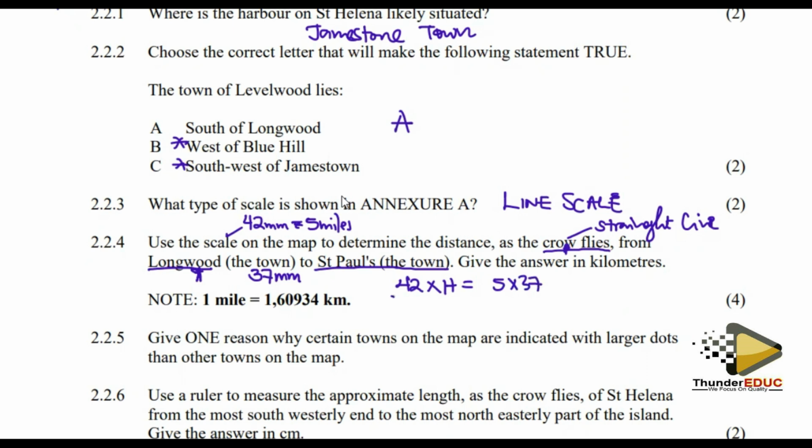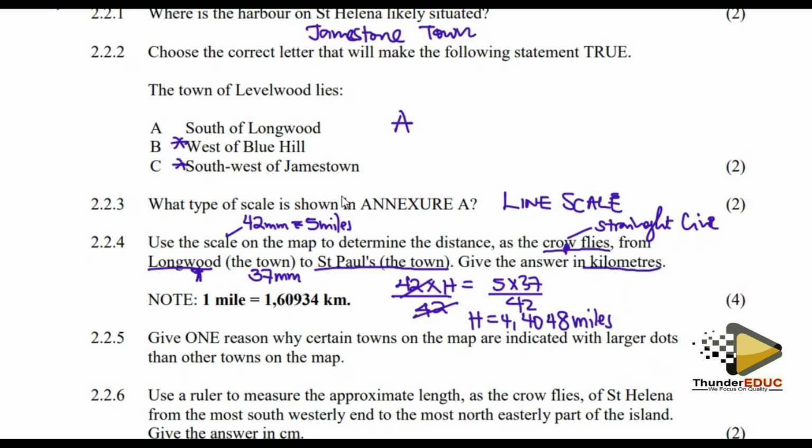I'm repeating this for those who have not seen how we've done it before. So we divide through by 42, we divide through by 42. This has to go with that. So my unknown distance will equal 4,408. These are miles. The question wants us to get the distance in kilometers.